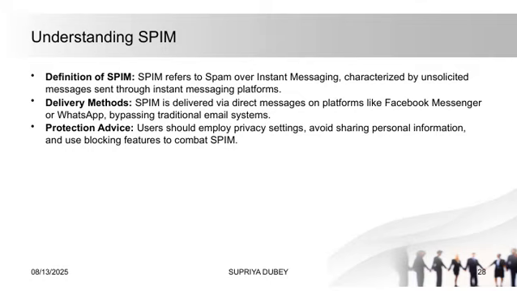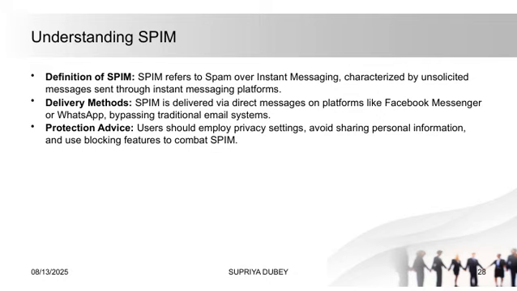Let's take a closer look at SBIM, which stands for Spam over Instant Messaging. Essentially, it refers to those unwanted, unsolicited messages that we often receive through messaging platforms. Unlike traditional spam emails, SBIM is delivered directly to us through apps like Facebook Messenger or WhatsApp, making it more immediate and sometimes more intrusive. Because SBIM bypasses email systems and comes straight into our chats, it can be harder to spot and block.